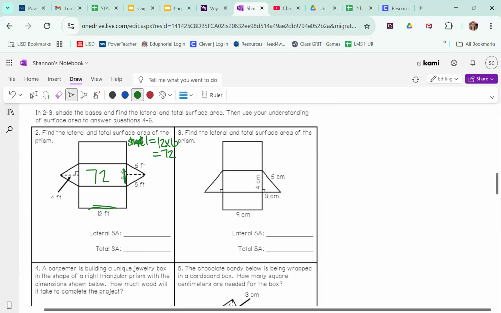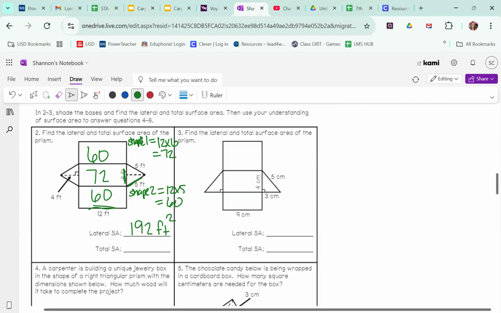Okay, now on this one, shape 2, we're going to get 12 times 5. 12 because this is going to be the height of that piece, which gives me 60. So this one's going to be 60 and this one's going to be 60. So the lateral surface area gives me 192 feet squared.